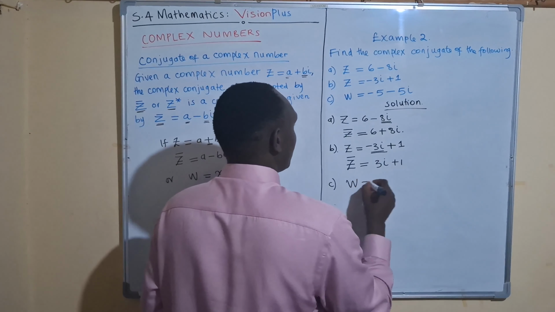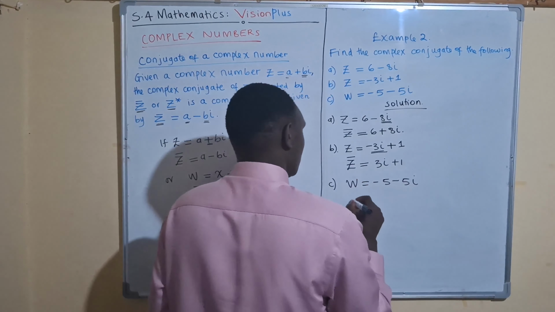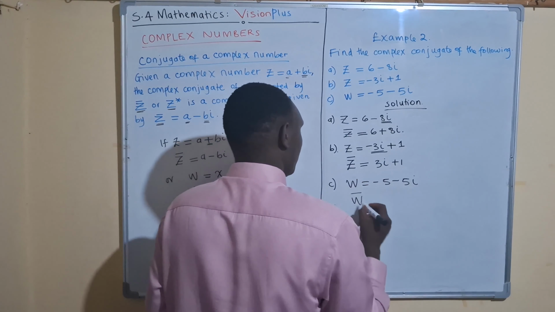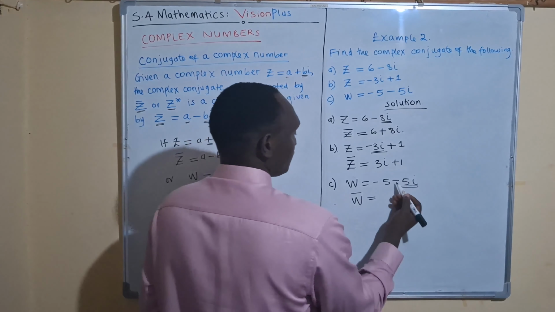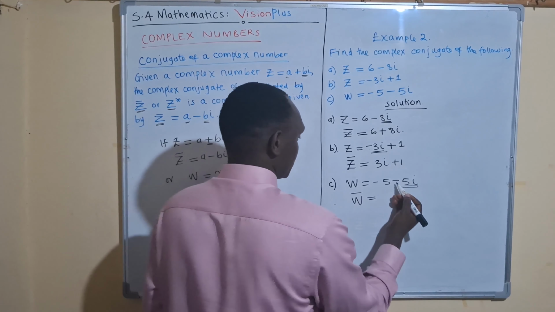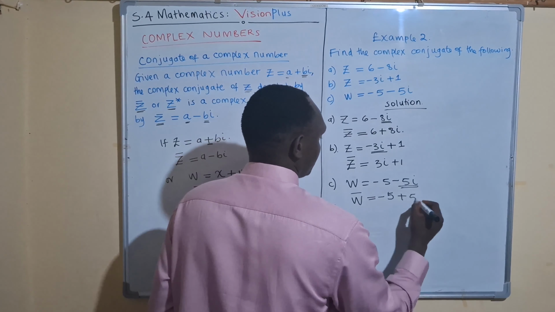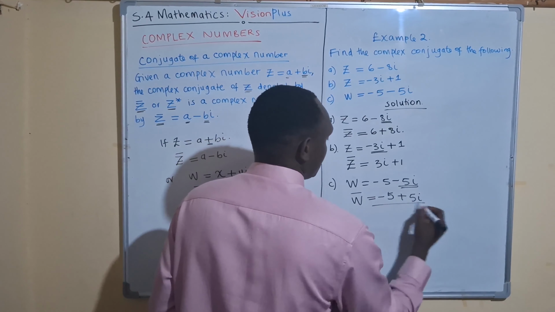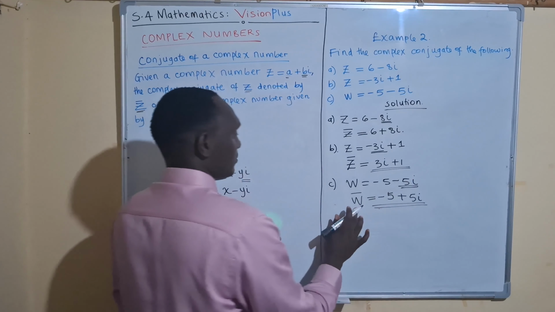We have w as negative 5 minus 5i. So the complex conjugate of w becomes, this is the imaginary part. It is carrying a negative sign. So we need to change the sign simply to positive. This gives us negative 5 plus 5i. And this is the complex conjugate of w.